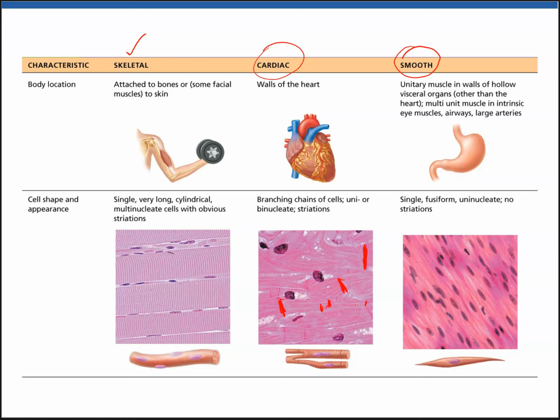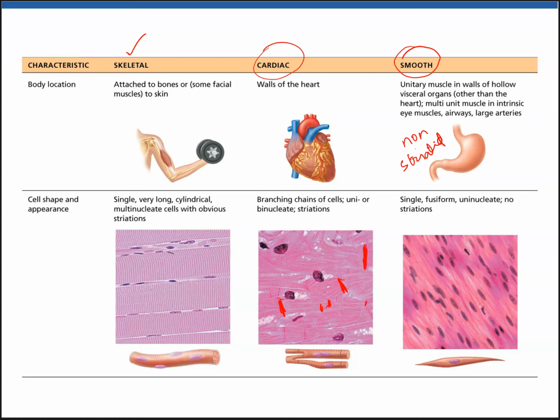Now, smooth muscles are also involuntary, but smooth muscles are non-striated muscles. So smooth muscles are spindle-shaped cells and they are uninucleate. So they only have one nucleus, and these involuntary muscles are found in the hollow visceral organs like the blood vessels, eye muscles, and the alimentary canal and airways. All of these places contain a lot of smooth muscles.